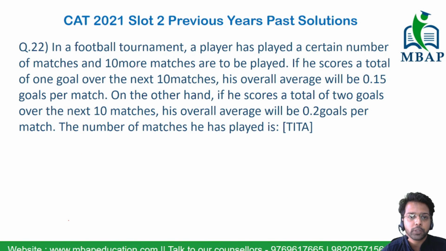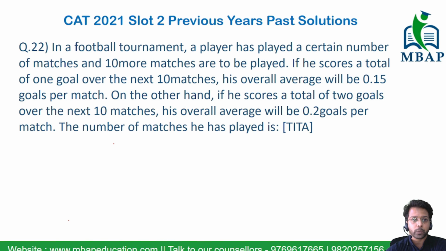Now let's take the easy question which came in the arithmetic section, question 22. The question says, in a football tournament, a player has played a certain number of matches and 10 more matches are to be played. So the remaining matches is basically 10. If he scores a total of 1 goal over the next 10 matches, his overall average will become 0.15 goals per match. On the other hand, if he scores a total of 2 goals in the next 10 matches, his overall average will become 0.2 goals per match. The question is to find the number of matches.